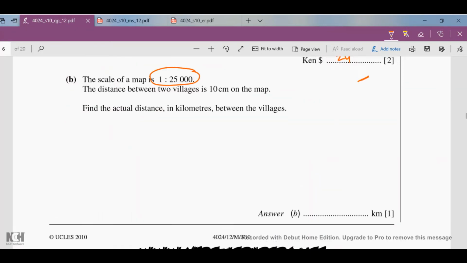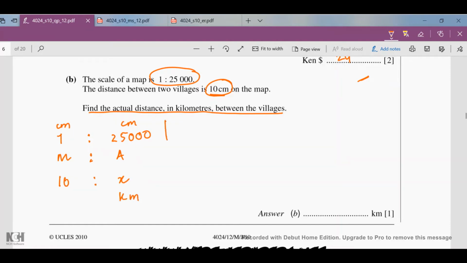Scale. Okay, please remember when we are having scale of the maps 1 to 25000. Please remember both are having the same unit, centimeter and centimeter, because this is given in 10 centimeter and like here we always have the same unit here. Okay, find the actual distance in kilometer between the villages. Okay, it means you're given the map and the actual map is in centimeter. Okay, this is 10 and this is required here, but in kilometer.